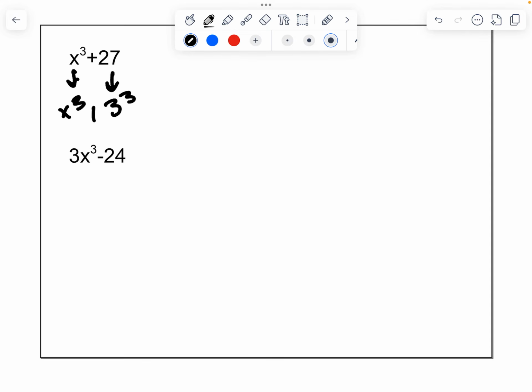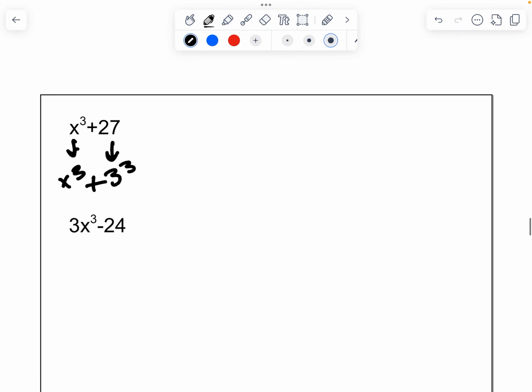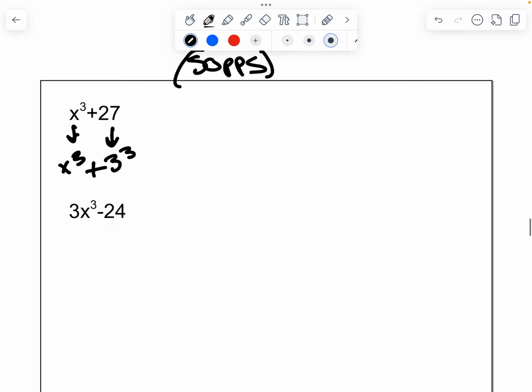3 cubed. And on your chart that you had, it said SOPS beside that. We're going to use that SOPS acronym now. All right, so you start off the exact same as you did prior. So it's just x plus 3. You're going to take the cube root of both of those.